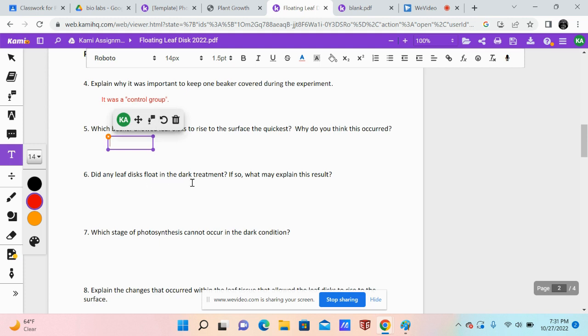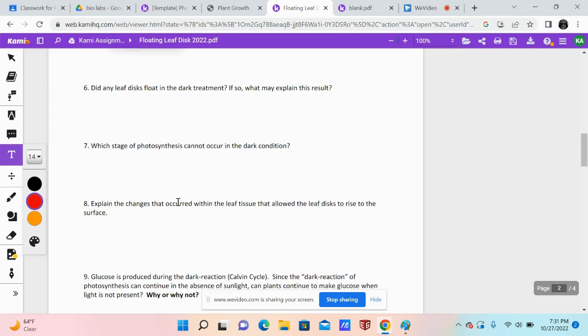Did any leaf discs float in the dark treatment? If so, explain this result. Just put no, they didn't. So we don't have to explain it. 6, put no, none of them did.